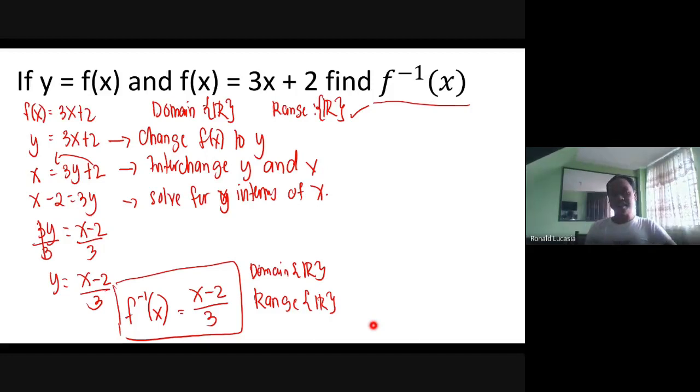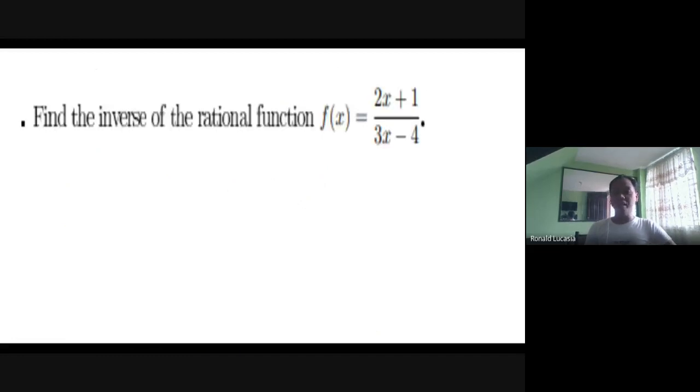Number 1 was a linear function, so basically the domain and the range there is the set of all real numbers. What will happen when the domain and the range are not all real numbers? So first is to change f of x to y. That will be y equals 2x plus 1 over 3x minus 4.